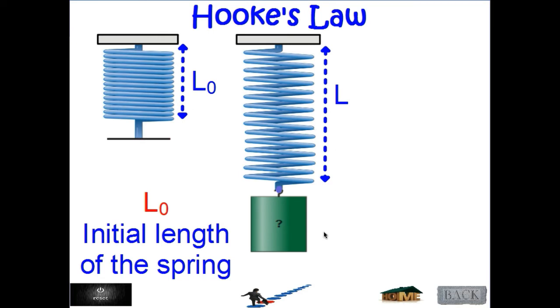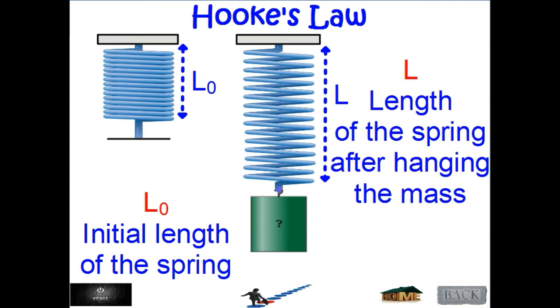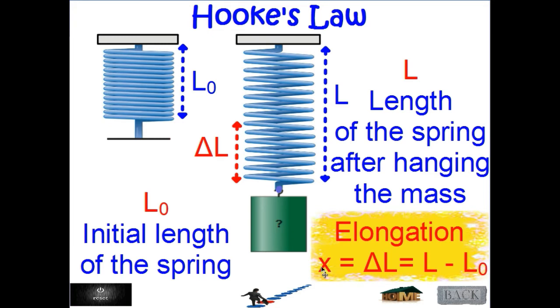What if we hang a mass from the spring? The spring will elongate, and its length will become L. And L is the length of the spring after hanging the mass. So how much did the spring elongate? This elongation we denote by delta L or x. So delta L is the elongation of the spring: x or delta L equals L minus L0, the final length of the spring minus the initial length of the spring L0.